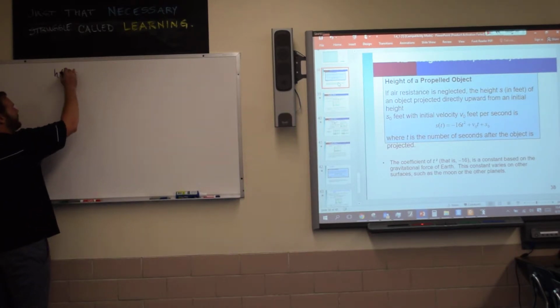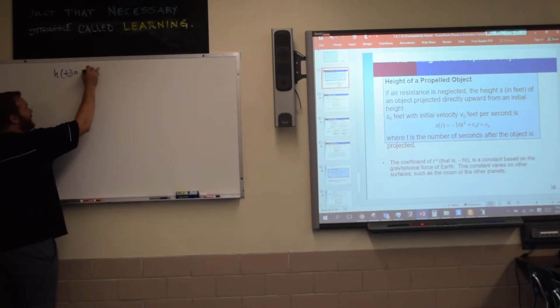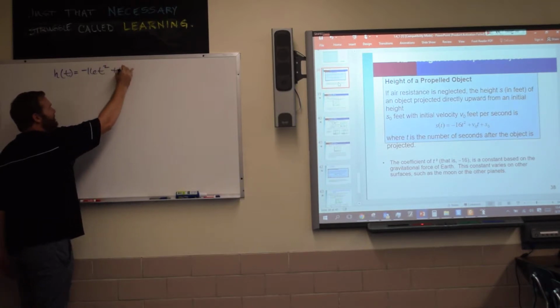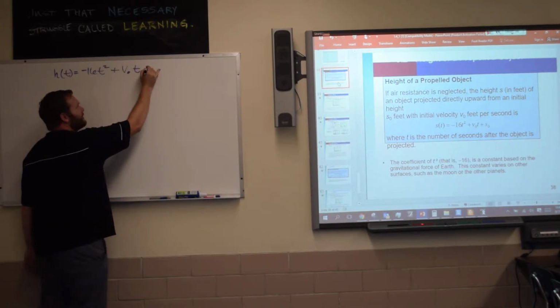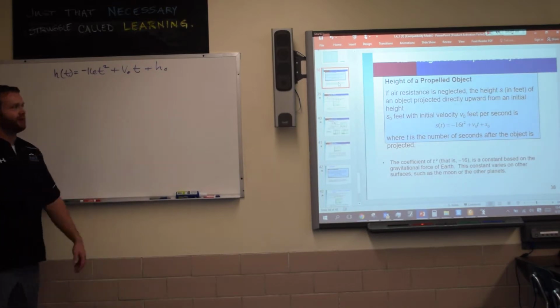So our general formula, H of t, is equal to negative 16 t squared plus an initial velocity times t plus then an initial height. We call it H sub 0. They call it S sub 0.